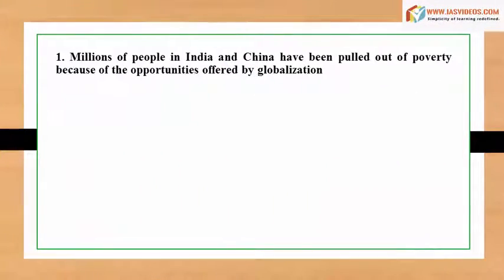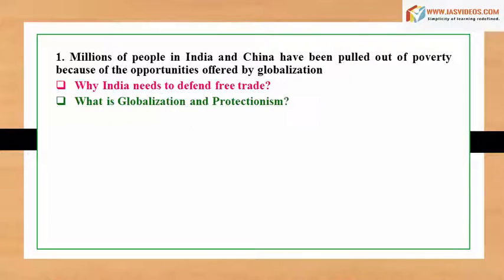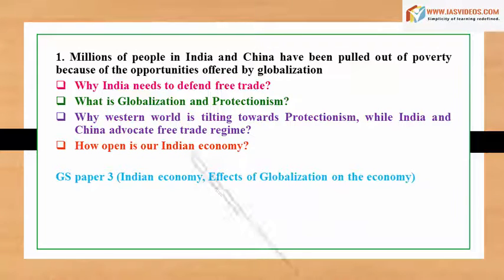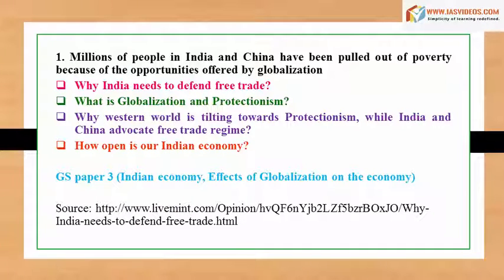Millions of people in India and China have been pulled out of poverty because of the opportunities offered by globalization. Why India needs to defend free trade? What is globalization and protectionism? Why Western world is tilting towards protectionism, while India and China advocate free trade regime? How open is our Indian economy? GS Paper 3, Indian Economy, Effects of Globalization on the Economy.